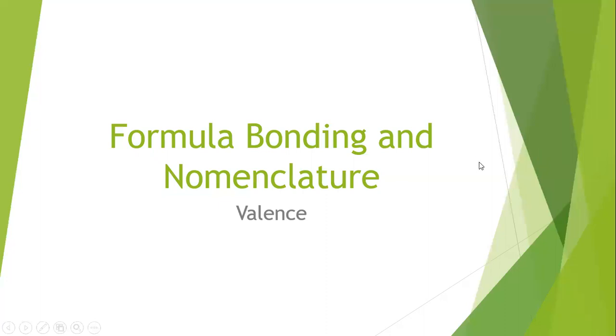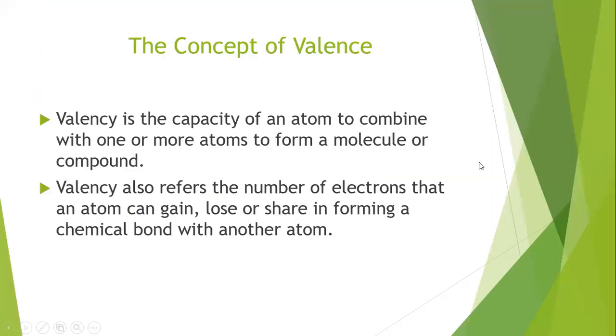Now, we have to know the concept of valence. Valence simply is the capability or the ability of an atom to combine with one or more atoms to form a molecular compound. That kind of ability of an atom, whereby it can combine with one or more other atoms to form a molecular compound, is what we call the valence.